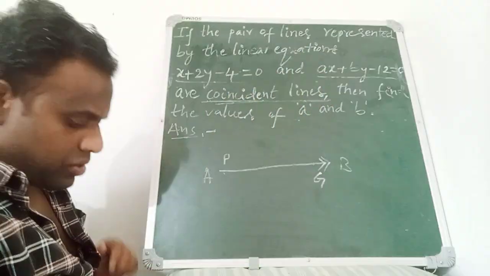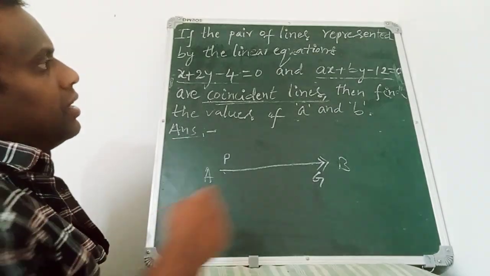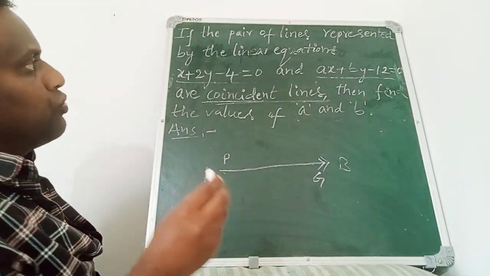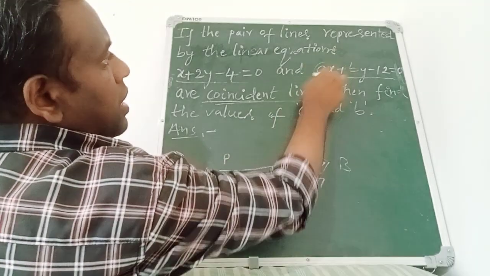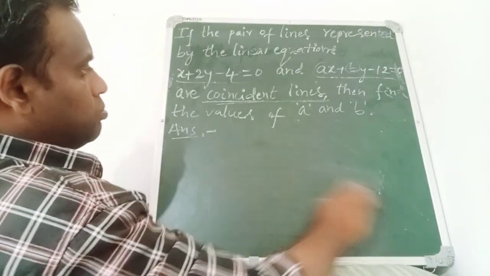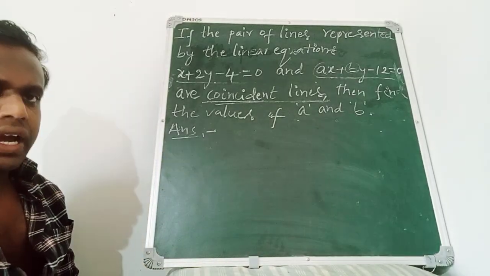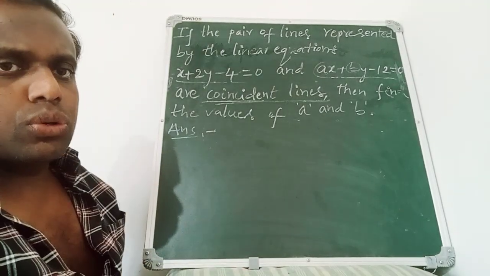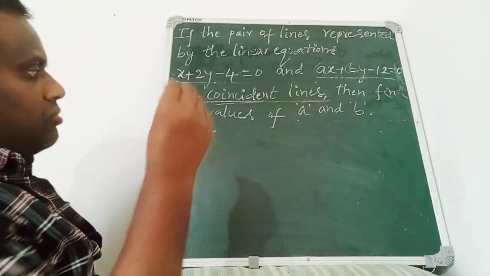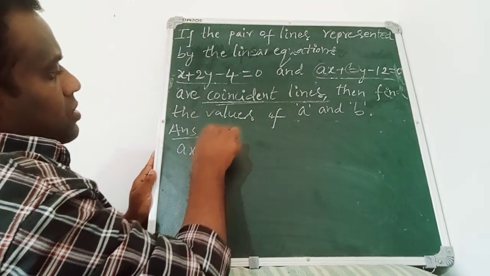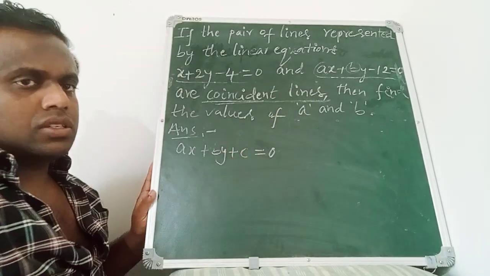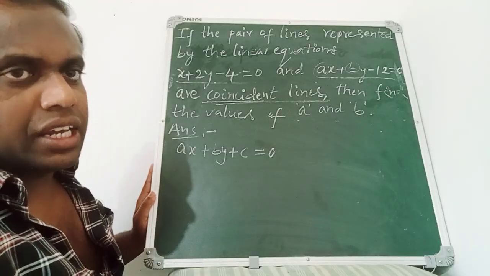They are telling that is the question. Next, what they are telling is to find the values of a and b. We have to find the values of this a and this b. That is the question. And now, first what we have to do is write the standard form of linear equation. I will write it now: ax + by + c = 0. So this is the standard form of linear equation.